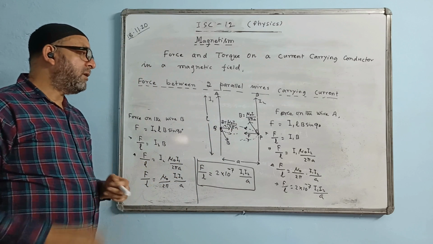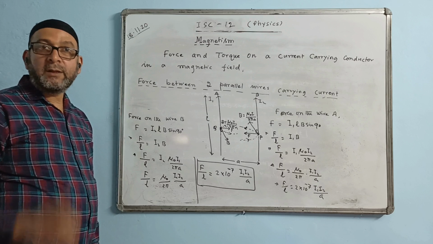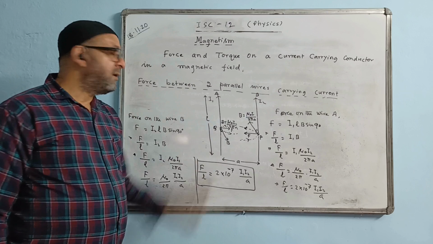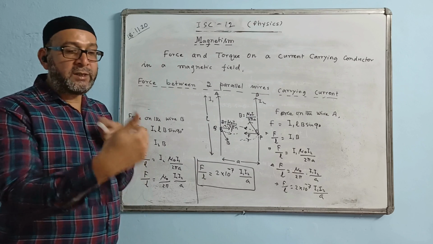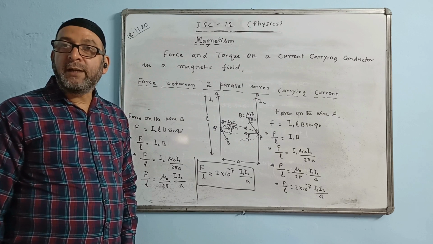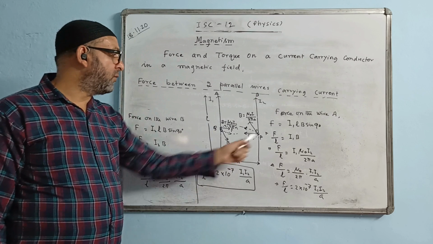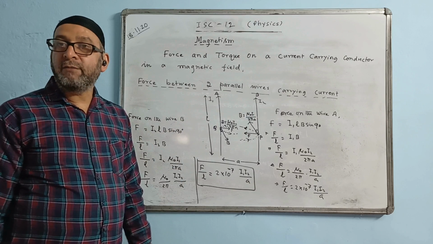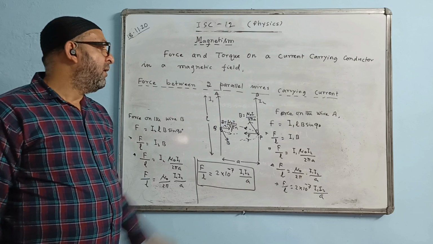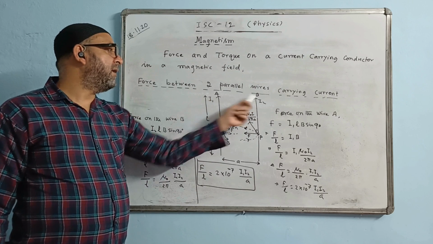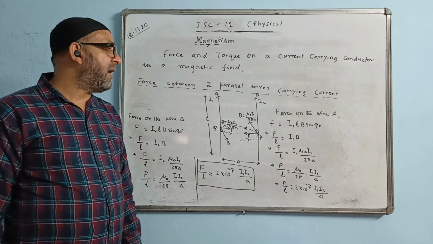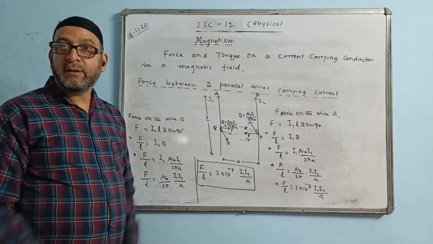That means the forces on each wire will be equal, but the direction will be opposite. Like this and like this. Then this time the forces are acting towards each other. That means the wires will tend to attract each other, because the forces are towards each other. So this becomes a law. When two parallel wires carry current in the same direction, they attract each other. And when they carry current in opposite direction, they will repel in that case.